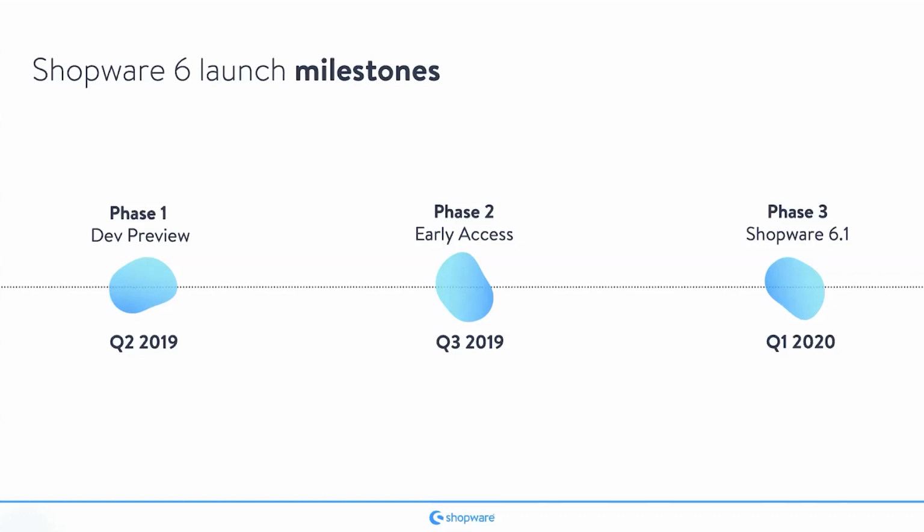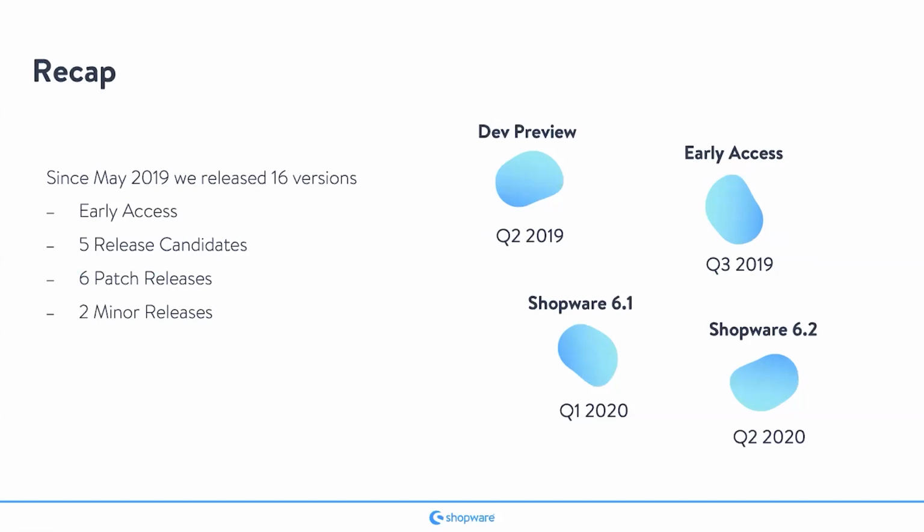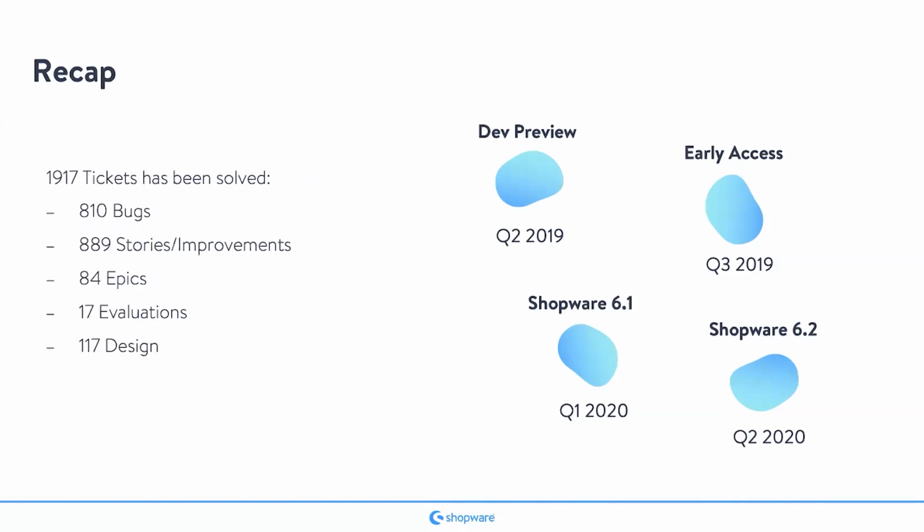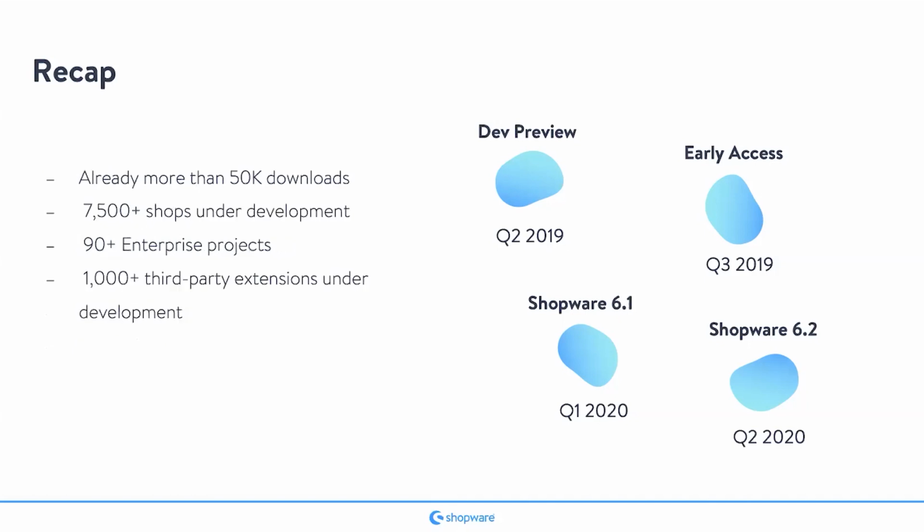And to go a bit deeper into that, what we already achieved from the last Community Day in May last year till today, I put together a few figures. So since May last year, there were 16 minor releases. So there was the early access phase, 5 release candidates, 6 patches, and 2 minor releases. There were already nearly 2,000 tickets solved, 800 bugs were put out of the platform, around 900 story improvements, epic tickets, design tickets. So there was actually a lot happening during the early access and developer preview phases till the final launch. And you can also see on the left-hand side that Shopware 6.2, the first minor improvements, already launched in Q2 2020. So actually a lot is happening on the platform.